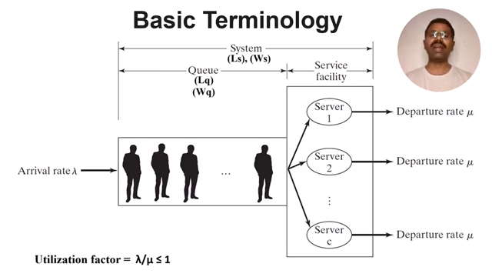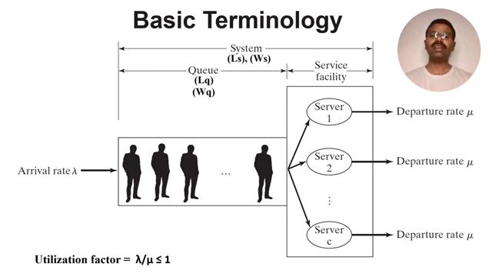So here the arrival rate is nothing but the rate of arrival, or the number of customers coming to the hospital per unit time, that may be per hour. And departure rate is nothing but the number of customers going out from the hospital per unit time, maybe per hour, is called the departure rate.